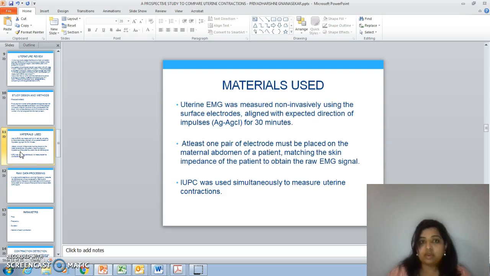The materials that we are going to use are uterine EMG, which is non-invasive, with surface electrodes aligned with the expected direction of impulses, which will be on the women for about 30 minutes. At least one pair of electrodes must be placed on the maternal abdomen of a patient, matching the skin impedance of the patient to obtain the raw EMG signal. IUPC was used simultaneously to measure uterine contractions.